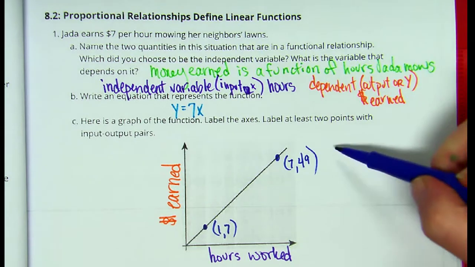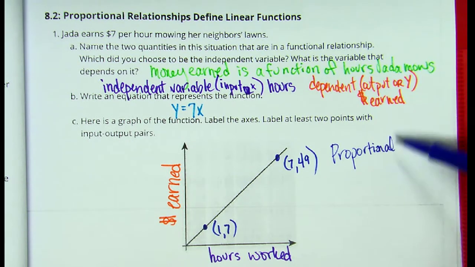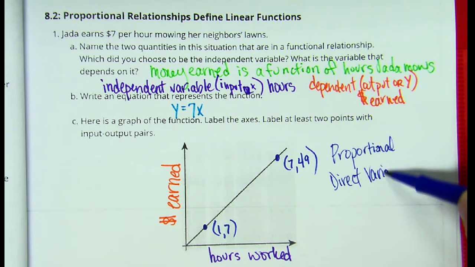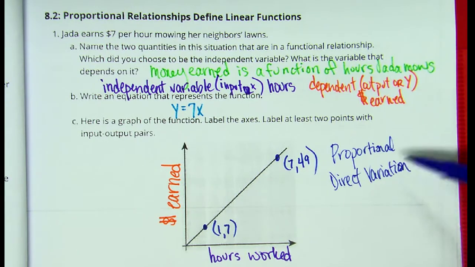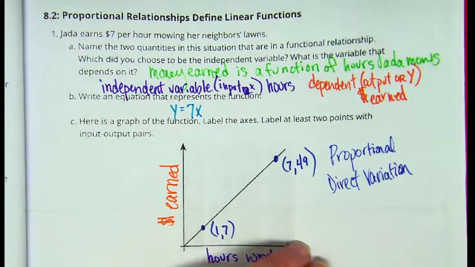And if you are thinking that this is a proportional relationship or a direct variation, you would be correct. The amount of money that she earns varies directly according to how many hours that she works.